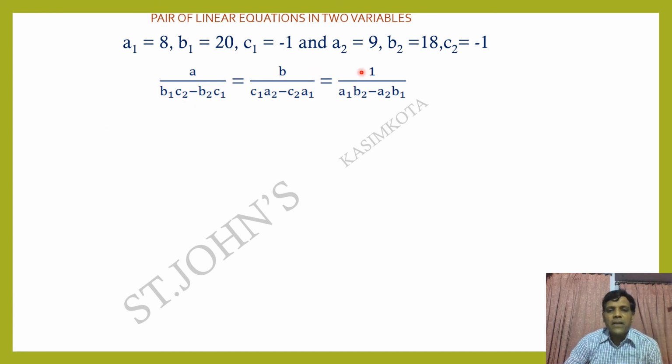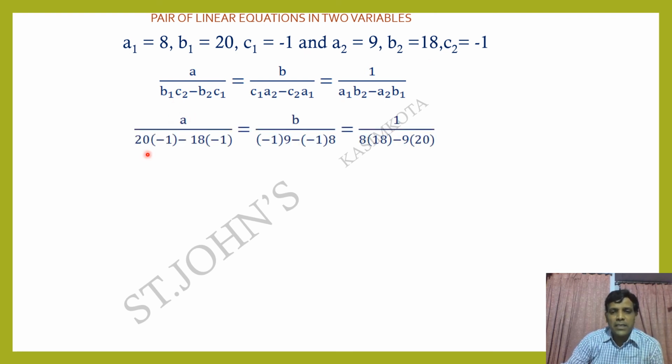So what is the value of b1? b1 equals 20. c2 means -1, so 20 into -1, minus b2 means 18, 18 into c1 means -1. a by 20 into -1 minus 18 into -1, equals b by c1 a2, that is -1 into 9, minus c2 a1, that is -1 into 8, equals 1 by a1 b2, that is 8 into 18, minus a2 b1, that is 9 into 20.